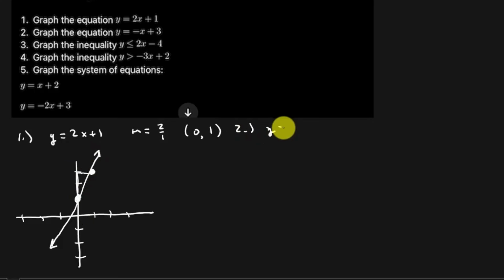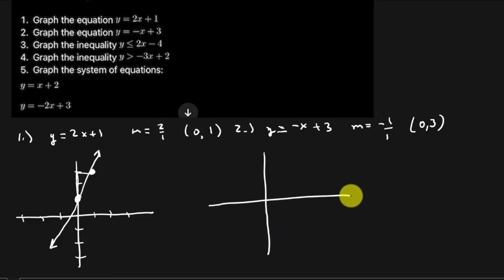Let's look at problem 2, y equals negative x plus 3. So I've got a slope of negative 1 over 1. I like to write the slope as a fraction so I can see the rise and the run. And then I have a y-intercept of (0, 3). Now, you might be wondering, why did you put the negative up in the numerator? How do you know it doesn't go in the denominator? It doesn't matter. You can put it on either one. You'll get the same answer.